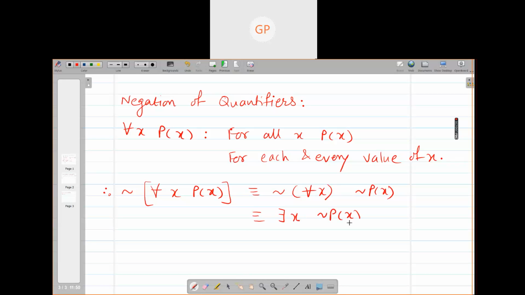Is that clear? Yes, ma'am. Good. So you have to make the negation of the statement also and the quantifier also. So similarly, what is negation of there exists x px? Yes, it will be for all x negation px. Okay.